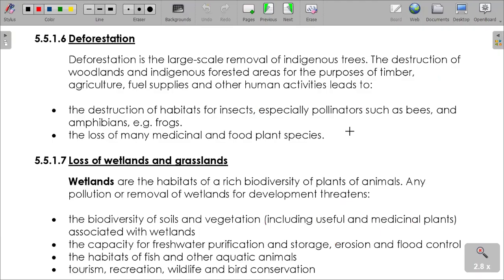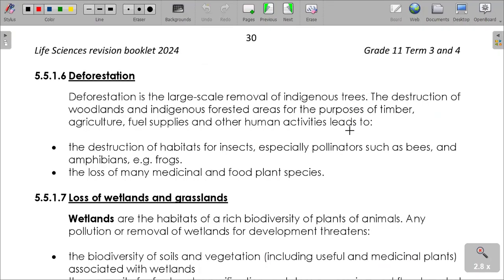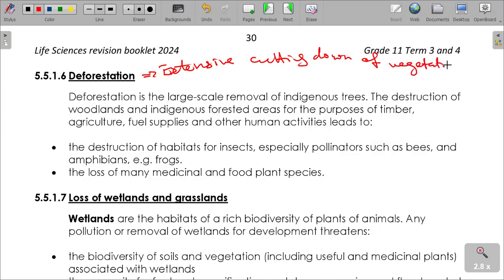Deforestation. Deforestation is just a massive cutting down of trees, extensive cutting down of vegetation. So therefore, what does it do? When we are saying cutting down without replacing it, it is removal of vegetation to a large extent.